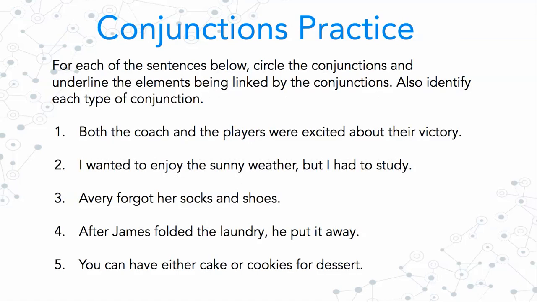And finally, we have some practice. This is a good time to pause the video. For each of the sentences below, circle the conjunctions and underline the elements being linked. This is important because it helps you see that the items you're linking are parallel or of the same type. Also identify each type of conjunction. In a moment, I'm going to go through the answers, so make sure you pause the video, complete the exercises on your own, and then continue the video to see the answers.